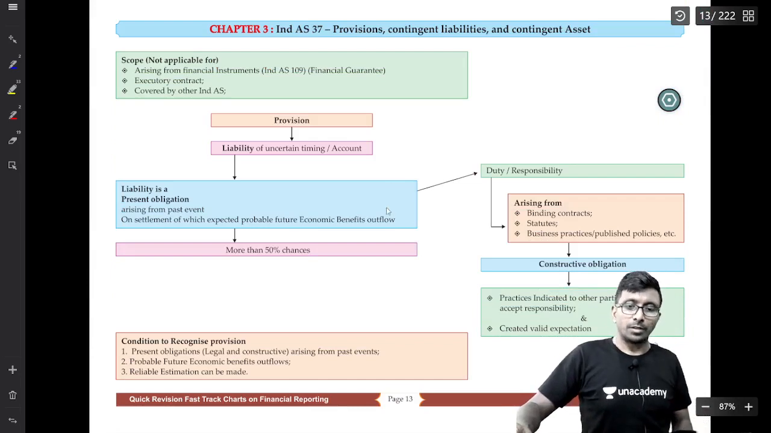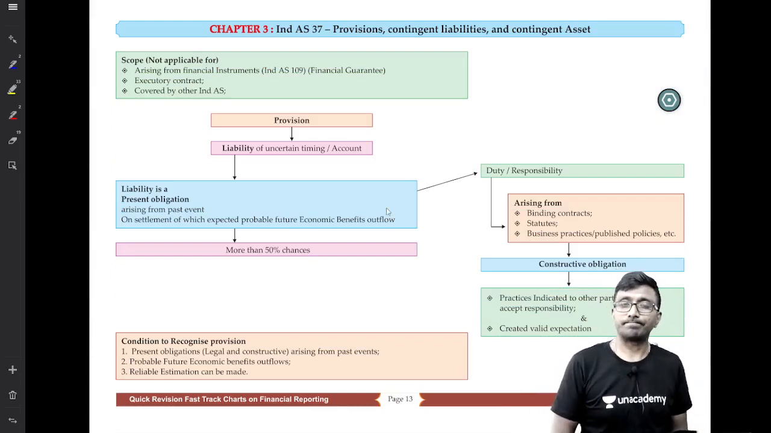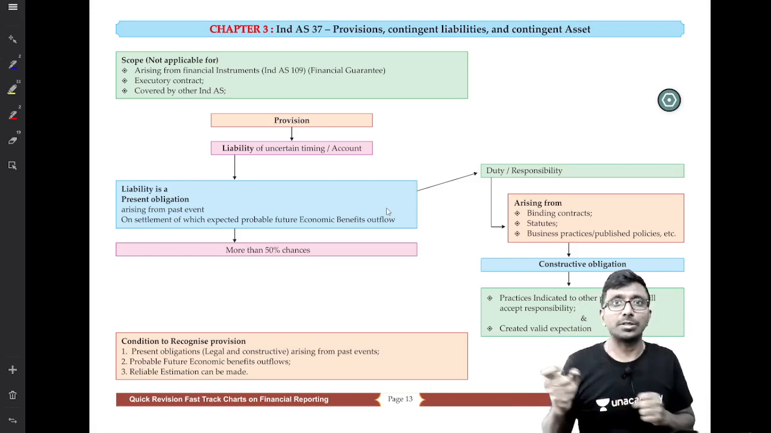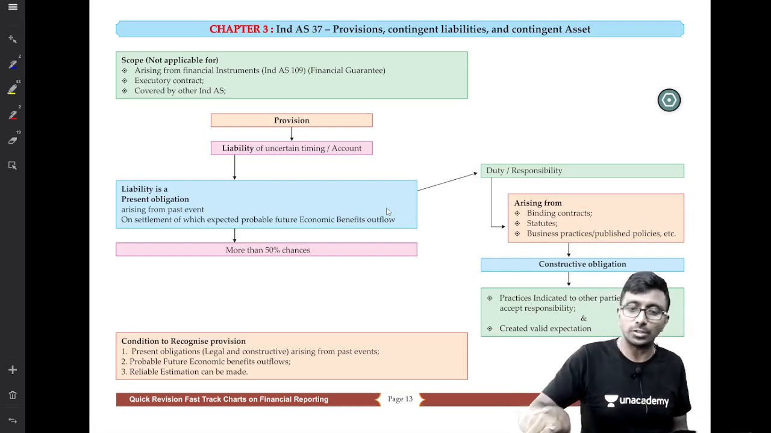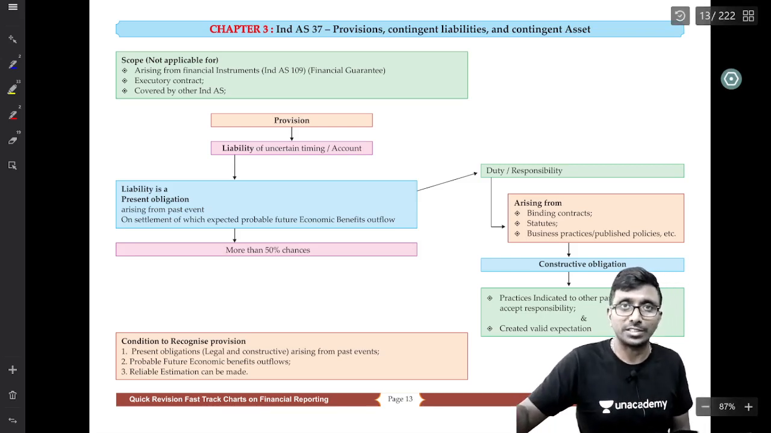So this is from the quick revision fast track chart book on financial reporting. The entire financial reporting related information is available in the book. For revision purposes, this will be very useful. You will see now with respect to one standard. Obviously you can have a look at it here.